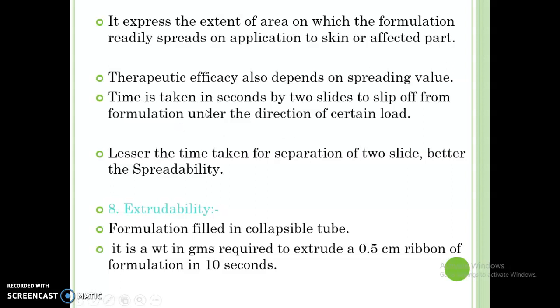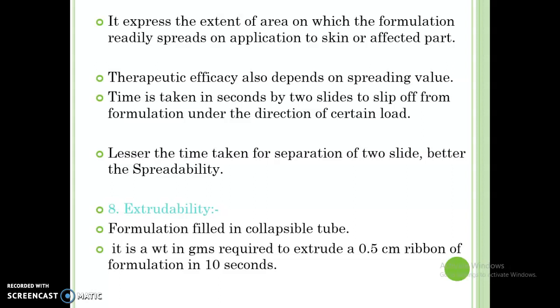So it is the time taken, in seconds, by two slides to slip off from the formulation under the direction of a certain load. It means there is an assembly in which a wooden frame is there, and on that wooden frame one slide is fixed and another slide is moved over that fixed slide. We apply the formulation on the fixed slide and place the moving slide over it, and there is a pulley at one end of that wooden frame.